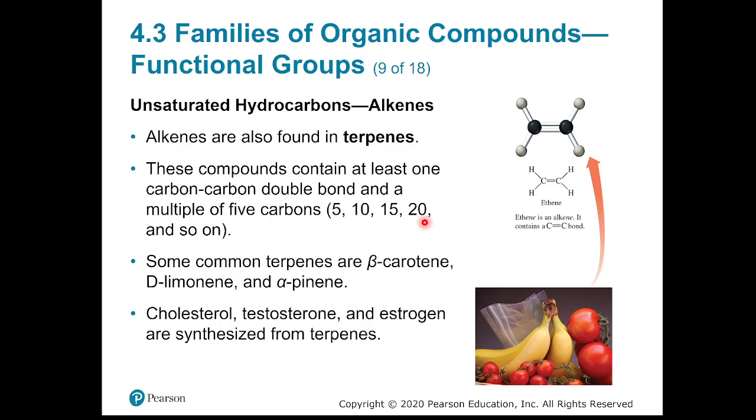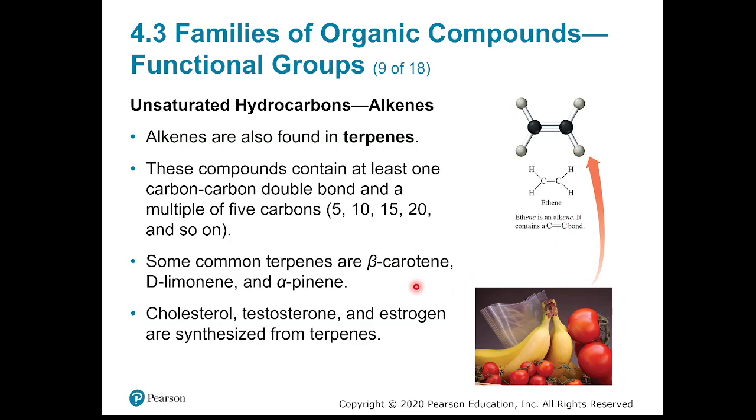So unsaturated hydrocarbons, these are going to be alkenes. Alkenes are also found in terpenes. These compounds contain at least one carbon-carbon double bond, and as many as 5 carbons, or some multiple of 5 carbons, excuse me. Okay, so again, this is a double bond, and this is an example of terpenes right here.